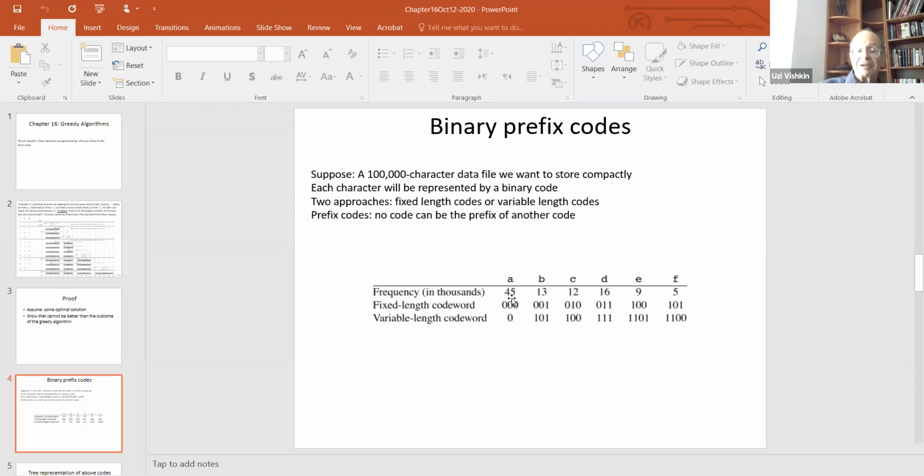How many times does A appear? 45,000. How many times do E or F appear? 14,000, right? 9 plus 5. So 45 minus 14, which is 31,000, will be the number of bits that I save by going from this code to this code. Is that clear? Does this make sense?